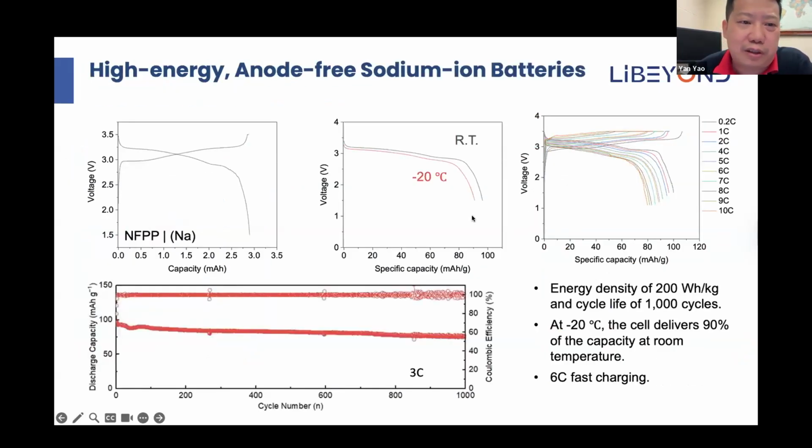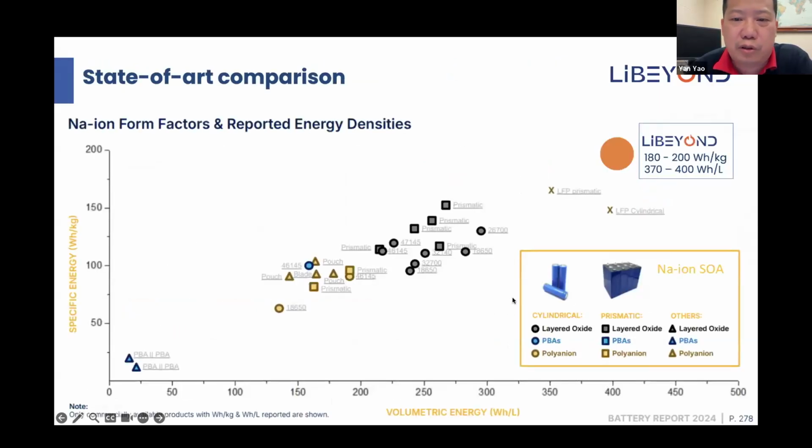By combining together, this is the battery performance. We show at a very high rate, at -20 degrees C, still maintaining 90% of the capacity, and the cell can cycle over 1,000 cycles at the fast 6C charging discharging condition. So putting this technology in the same landscape with other sodium-ion batteries, as well as LFP batteries, you can see our technology shows the highest volumetric and gravimetric energy density.